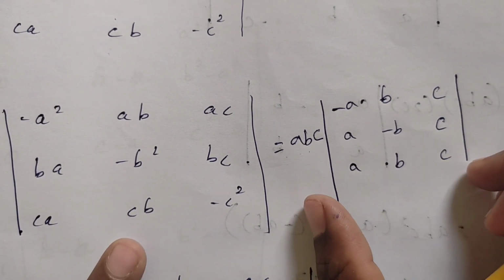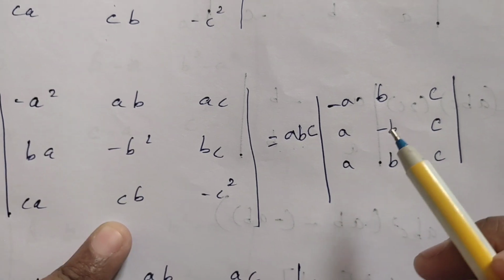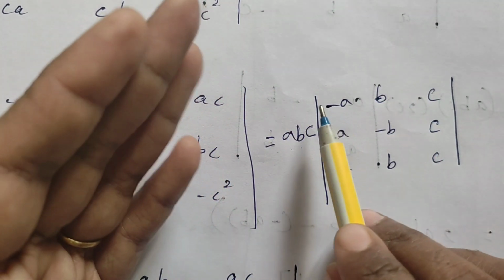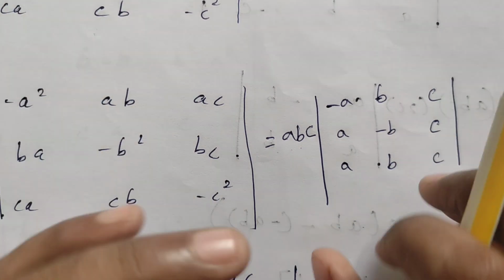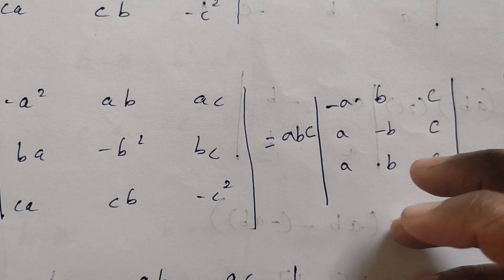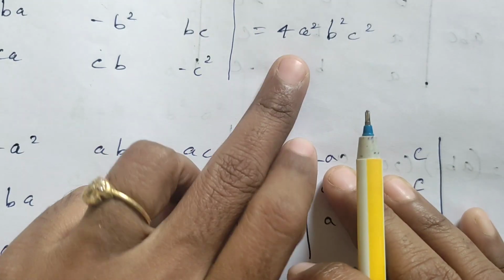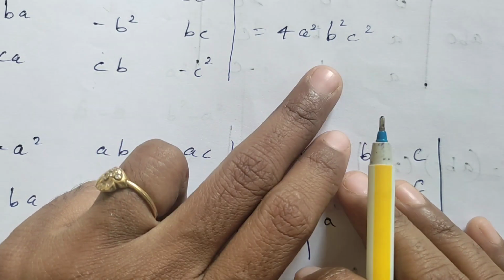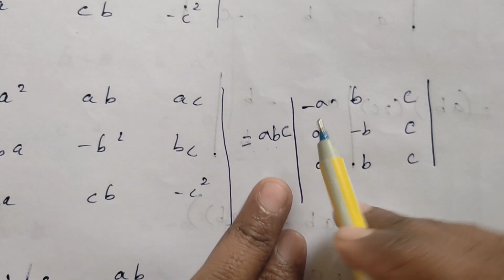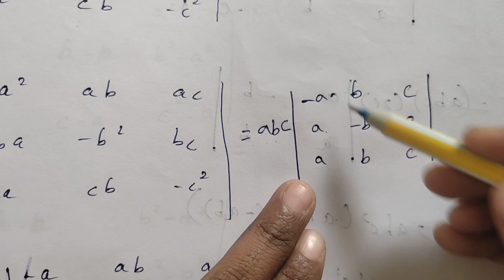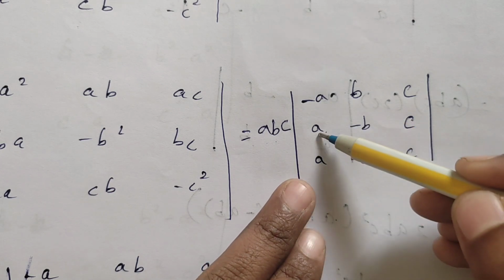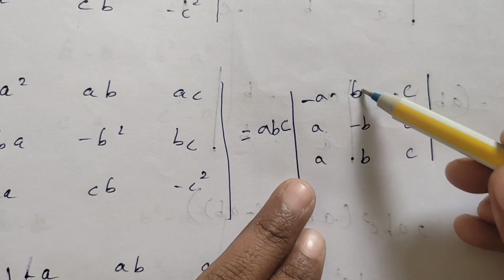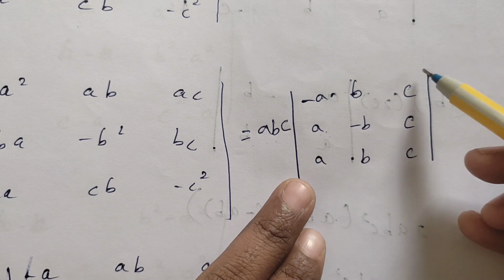Now next I am going to make any two elements of a row or column 0, then find the determinant value. Here we have to give some value. We are not going to equate it to 0. So let me add these two rows. A minus A plus A will be 0. B minus B will become 0. C plus C will be 2C.